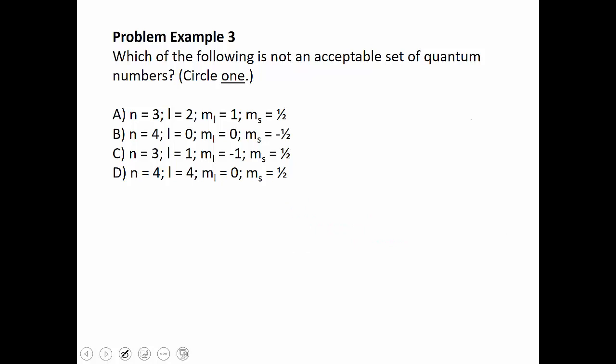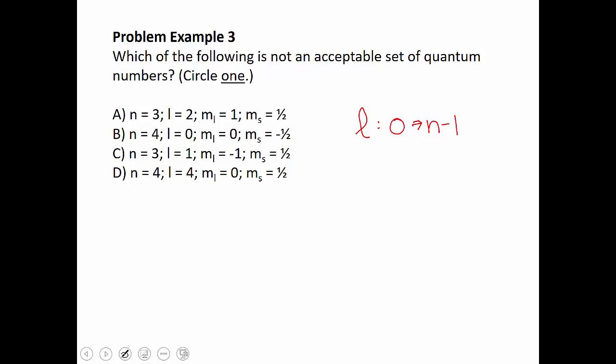So here we have to consider what values are allowed, and when we do this, you need to relate each quantum number to the quantum number that came before it. So let's just take one at a time. We're going to look at A. A has n equals 3. So if you recall, L values can go from 0 to n minus 1. L equals 2, that is within 0 to n minus 1, so that's acceptable.